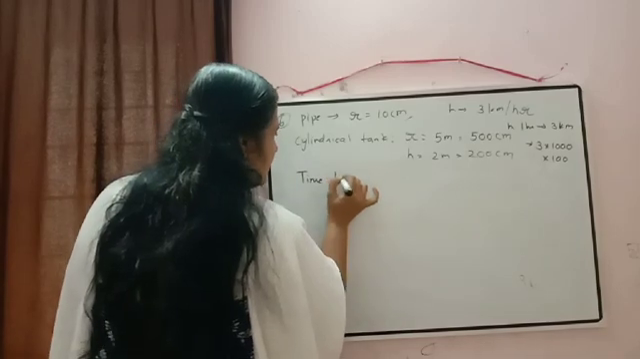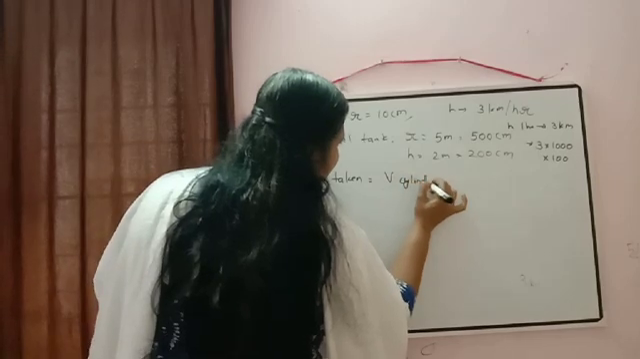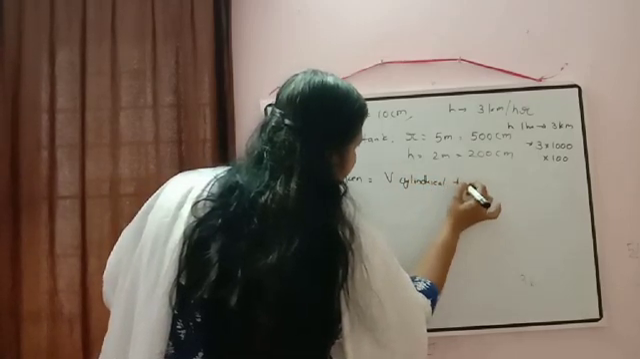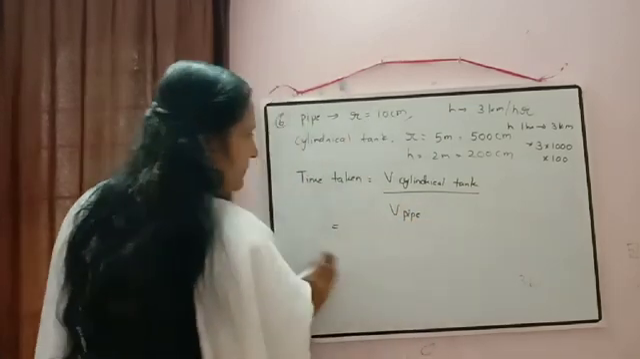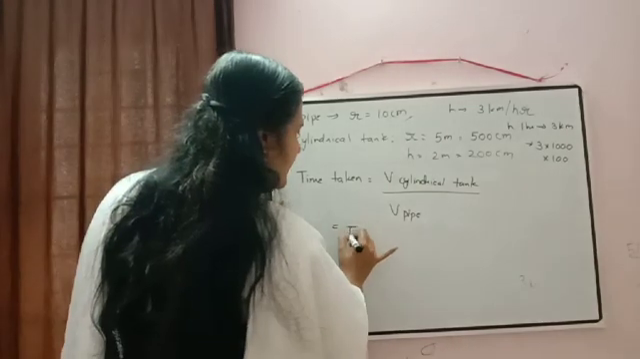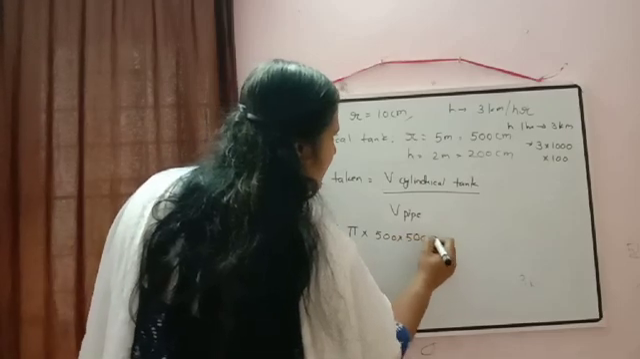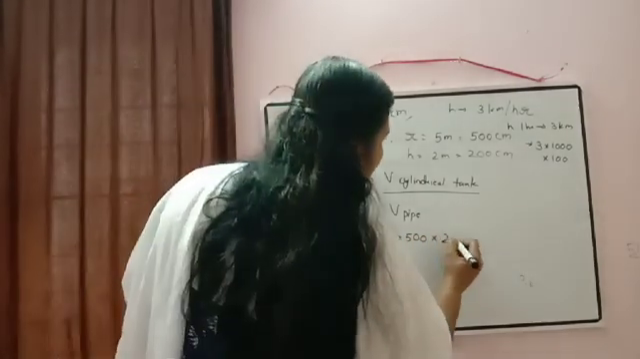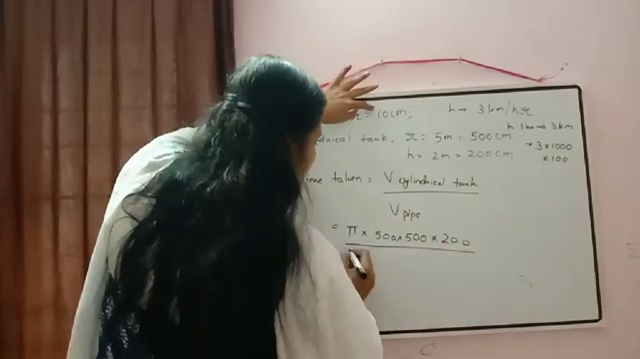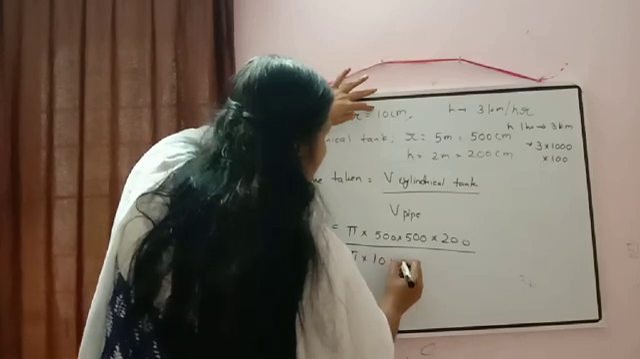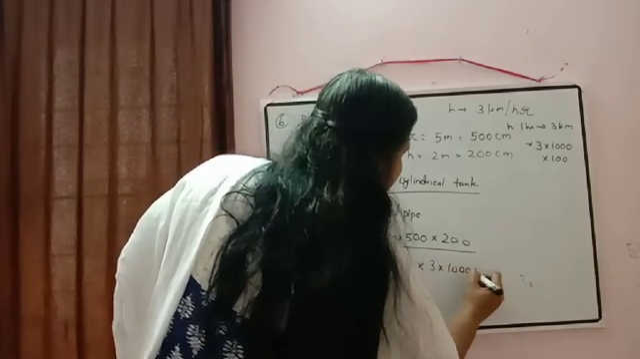So now directly write down there. Time taken is equal to volume of cylindrical tank divided by volume of pipe. Just substitute the value, volume of cylindrical tank, pi r square. What is the radius given? 500. So 500 into 500 into height is given here 200, by volume of pipe. So radius is equal to 10 centimeters. So pi into 10 into 10 into height, that we got here 3 into 1000 into 100.